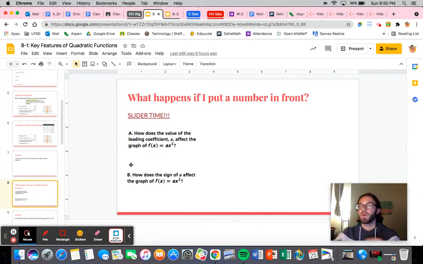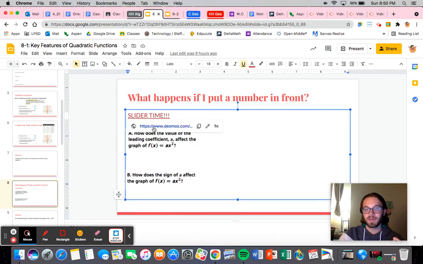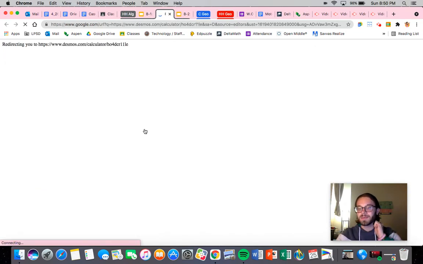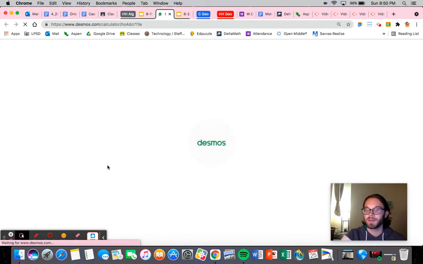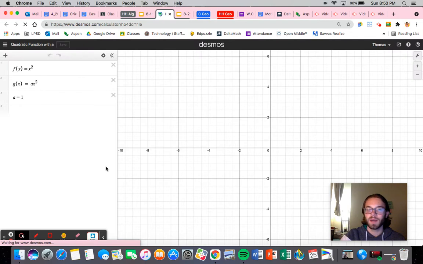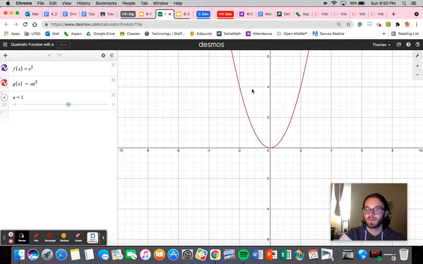Now, what happens if I put a number in front? Guess what? It's time for sliders again. So now we're going to put an a value in the front, and we're going to see how that affects things. So I'm just going to open up our slider here. Once it loads, we are starting off with, here's our parabola, right? Our function f of x equals x squared. The purple line is going to be the one that shows you the parent function. And you're going to see what happens when I start changing a.